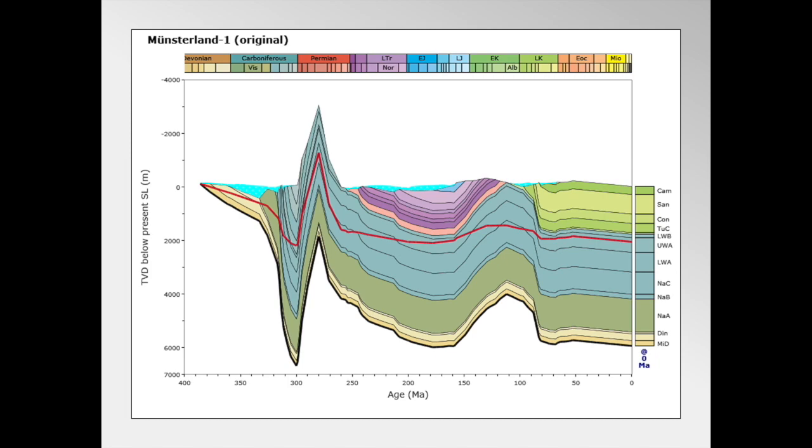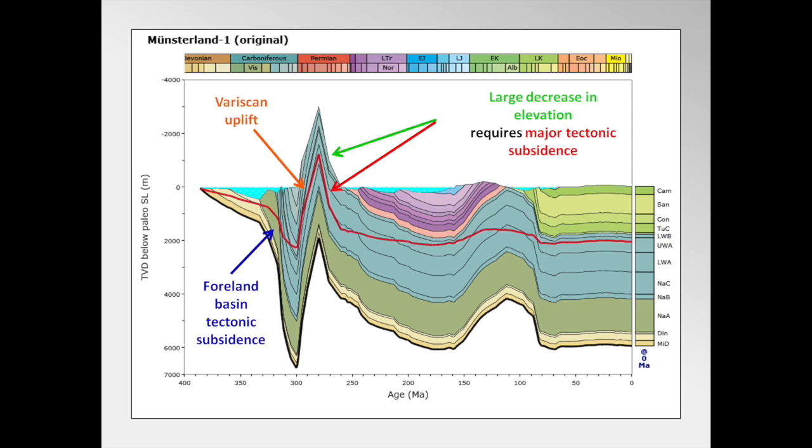In this presentation, I'll use a mixture of the two styles, depending on what I am trying to say. The development of the Variscan-Foreland Basin involves considerable tectonic subsidence, as shown by the blue arrow, and the Variscan orogeny in orange requires tectonic uplift. But what is most interesting here is the massive tectonic subsidence required to bring the high proposed Variscan mountains back down below sea level in order to initiate deposition of the Upper Permian marine Zechstein evaporites.